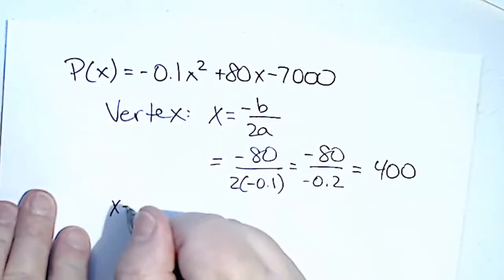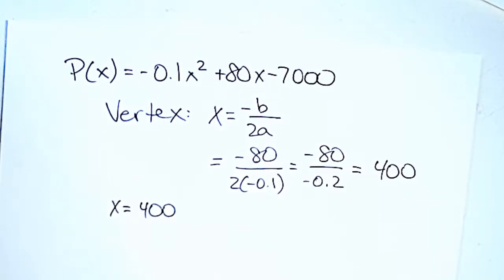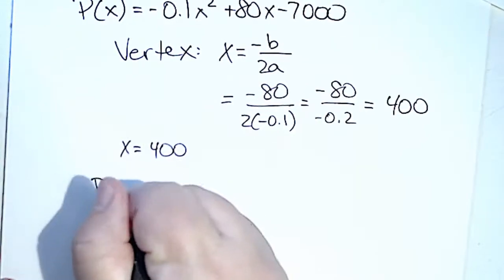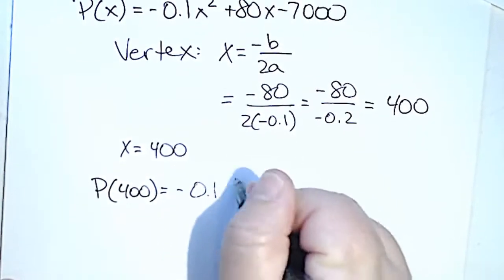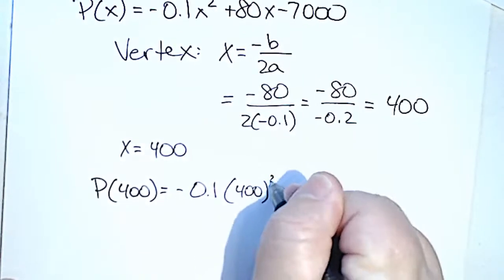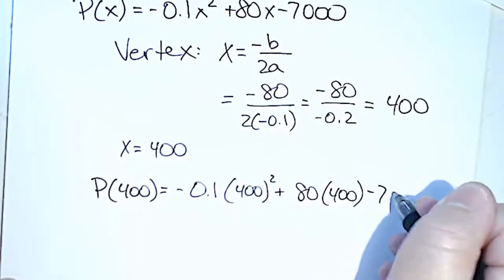So when x equals 400, we're at our highest point, because this is a parabola that opens downward, so this is a maximum. And then I have to plug in p of 400 equals negative 0.1 times 400 squared plus 80 times 400 minus 7,000.